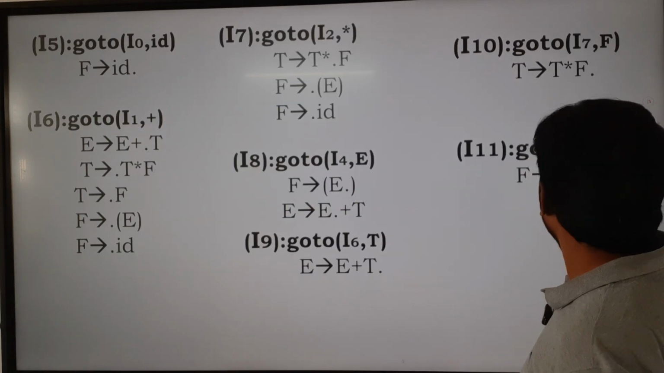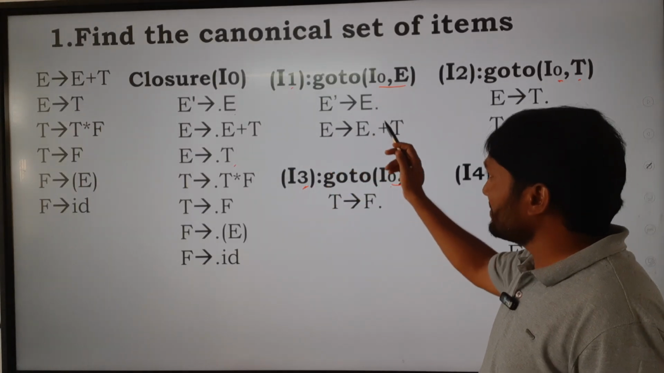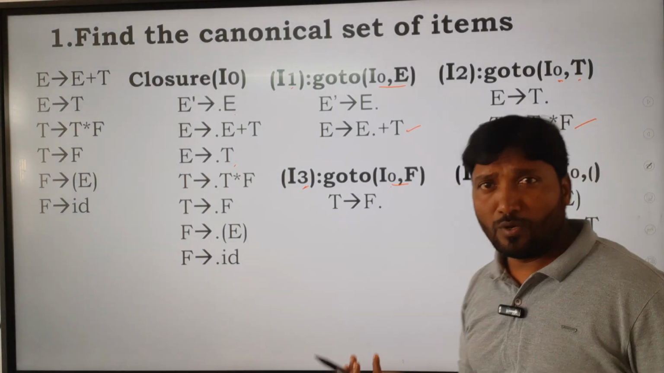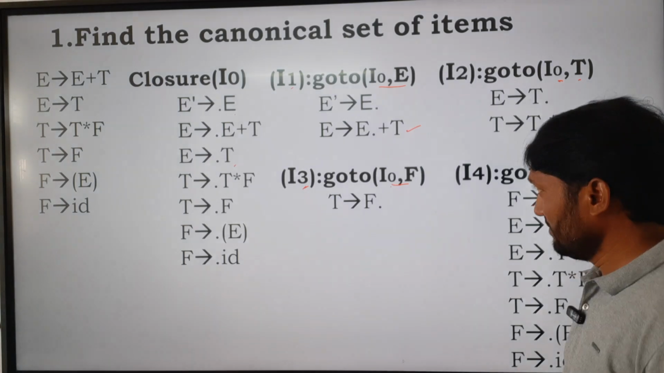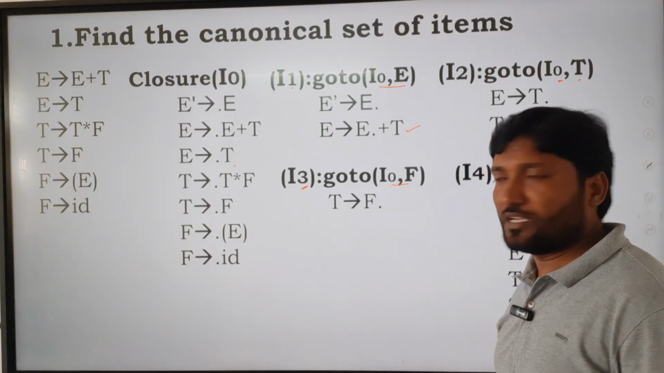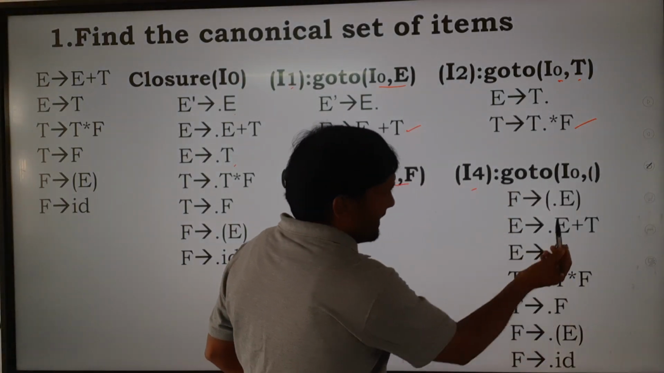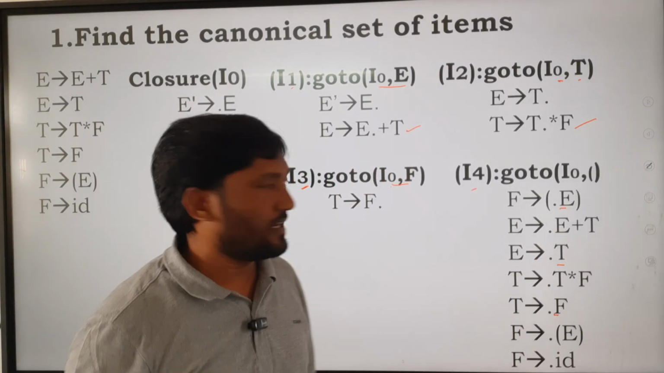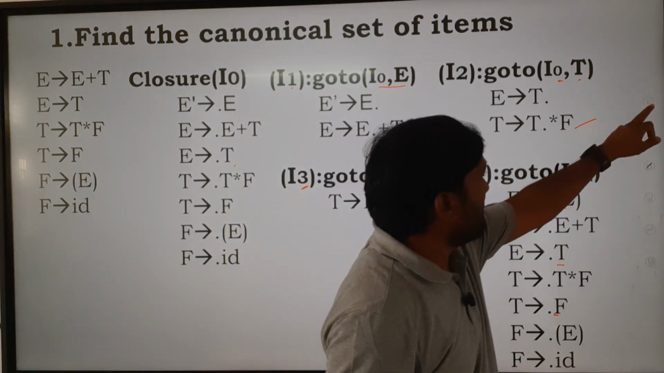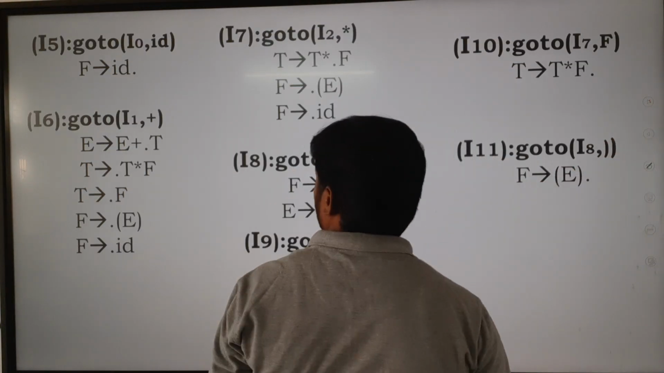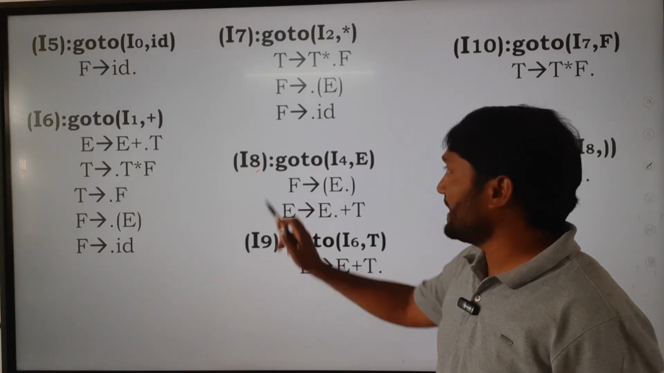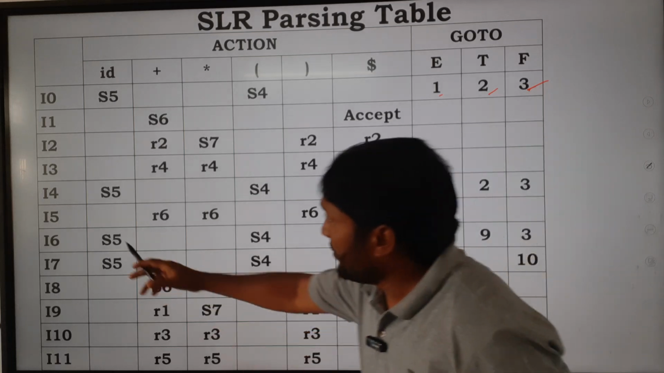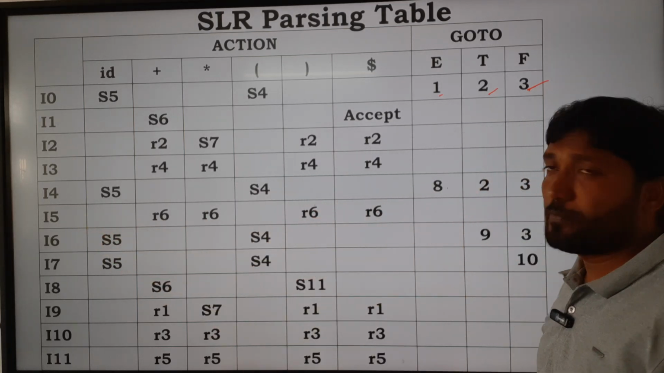Similarly, come to I1: is there any non-terminal symbol after the dot? No, all are terminal symbols. Come to I2: is there any non-terminal symbol? No, there is a star. Come to I3: no non-terminal symbols. Come to I4: now there is an E, a T and an F. Check where each ends: 4 comma E ends in 8, so 4 comma E is filled with 8.